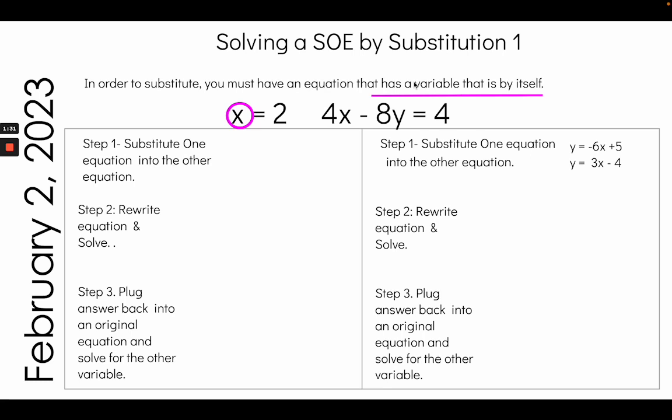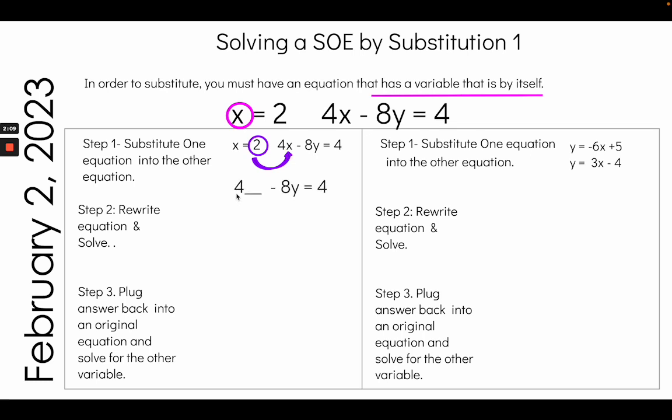And because we have an equation with a variable by itself, we can go ahead and get started with substitution. The first step in substitution is to substitute one equation into the other. Now, we're going to look at the variable that's by itself and what it's equal to. In this case, our x is equal to 2. And we're going to take what it's equal to, and we're going to plug it into the other equation. This is equal to x, and so we're going to take this 2 and we're going to plug it into the x. Right there. And let's rewrite the equation.